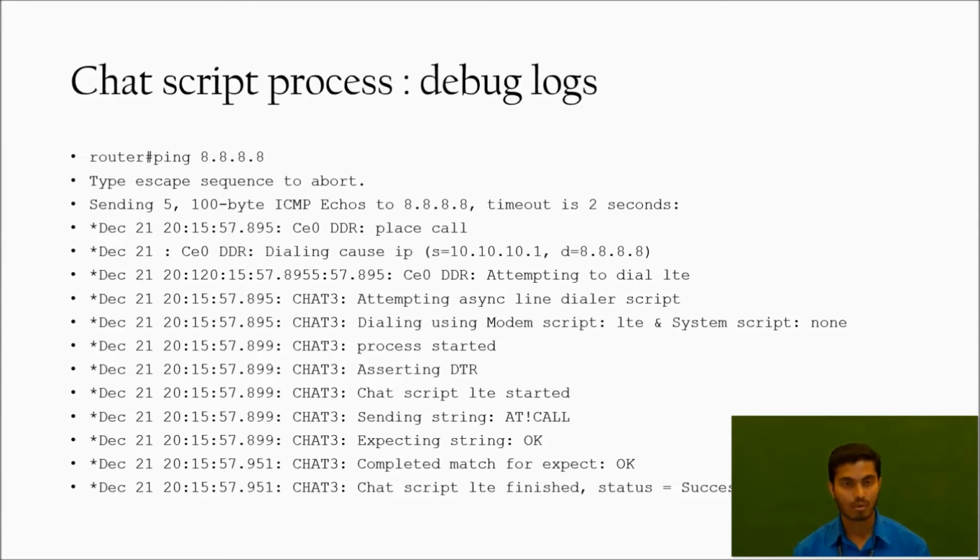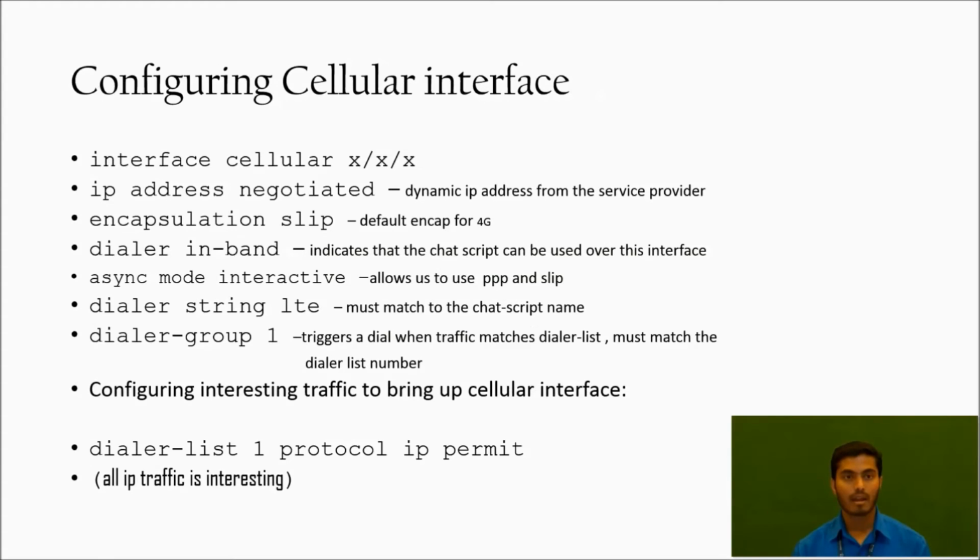So let's move forward to configure the cellular interface. And so configuring the cellular interface, this is how we do it. Get under the interface cellular configuration. So IP address negotiated, which means that the IP address is negotiated by the service provider. The service provider dynamically assigns an IP address, and the encapsulation used for 4G is SLIP. Dialer in band here indicates that the chat script can be used over this cellular interface, and async mode interactive command allows us to use the encapsulation, be it PPP for 3G or SLIP for 4G.